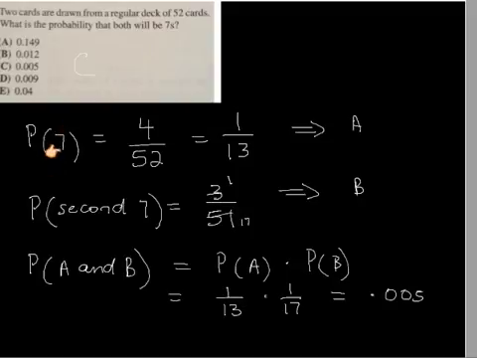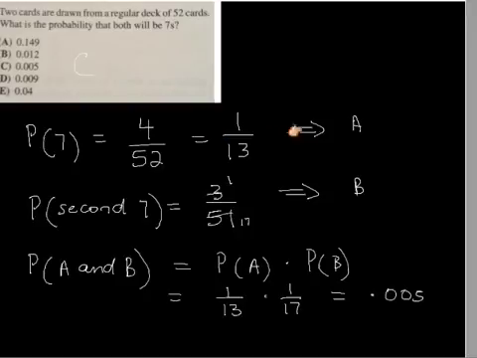So let's go ahead and draw the first card. The probability of getting a 7 would be 4 out of 52 or 1 out of 13. Then the probability of drawing the second 7, since you've already drawn one, you will have 3 7s left. So it'll be 3, and there's only 51 cards left in the deck. So it'll be 3 out of 51, reducing to 1 over 17.